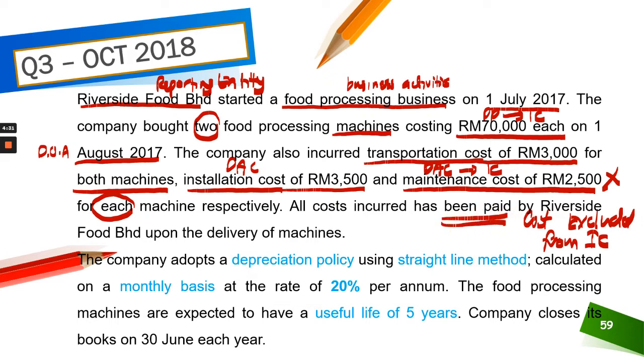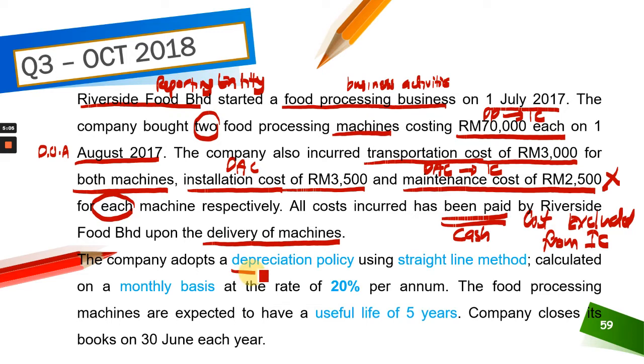All costs incurred have been paid, which means cash was used. So this is actually a purchase of machines for cash, paid upon delivery. So by the time the delivery of the machines was made to Riverside Food Berhad, the resources are under the control of Riverside Food Berhad, and they have the right to use the machines.